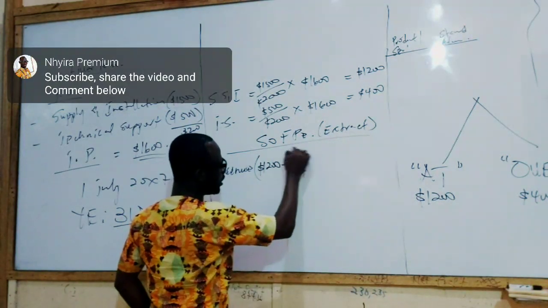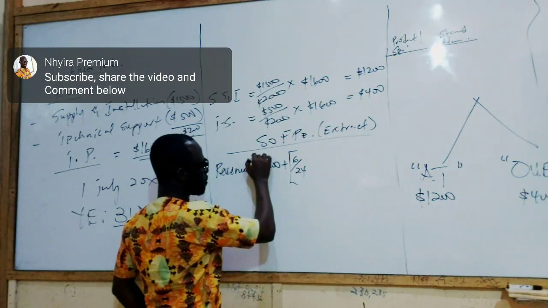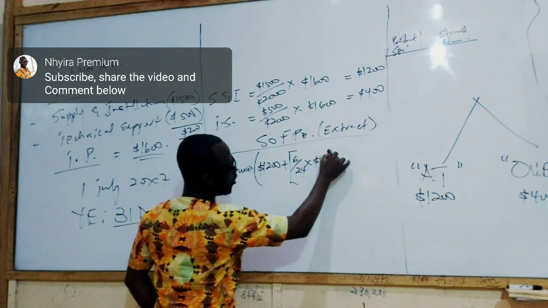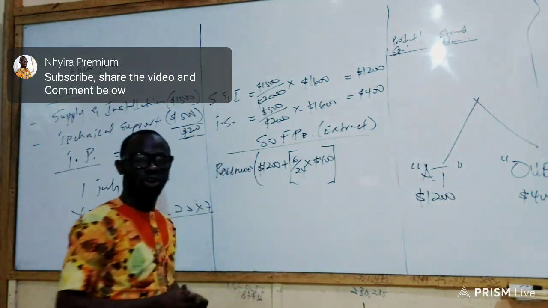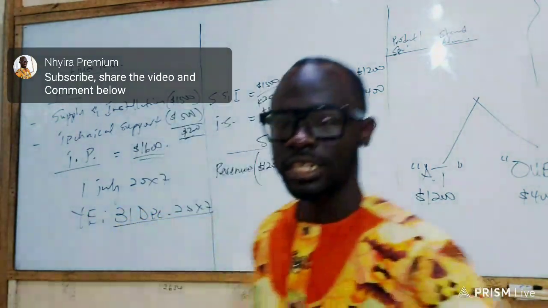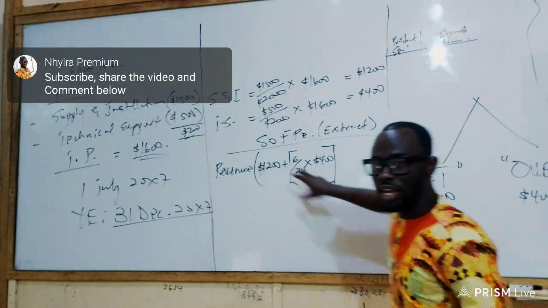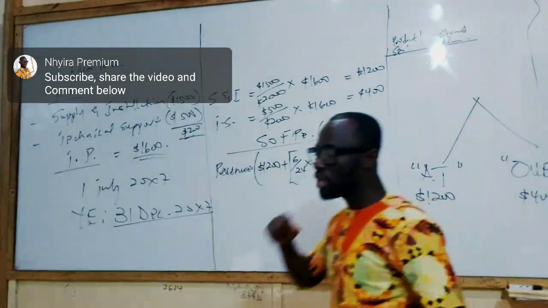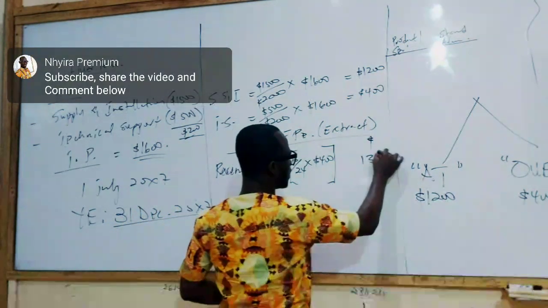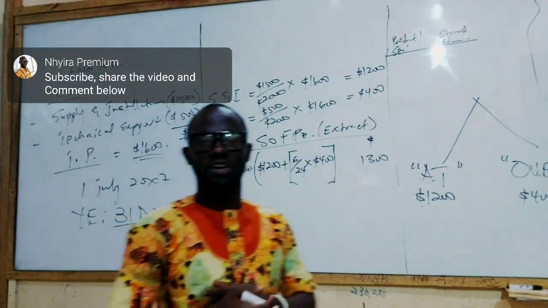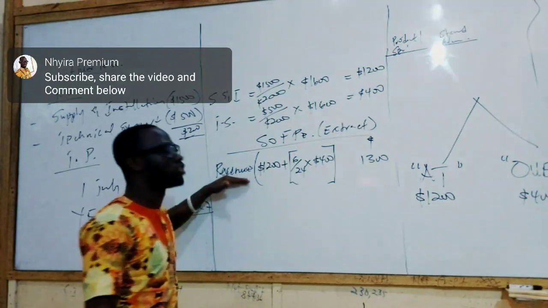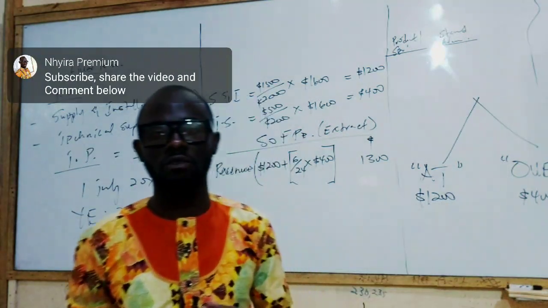Let me put this in another bracket. 6 over 24 times the $400. Okay? So this is the technical support, the over aspect. That is it there. Then the 1,200, the at aspect. So when we do the arithmetic and add the two, that should give you 1,300. So for the year ended 31st December 2007, we recognize 1,300 in respect of what? The revenue.